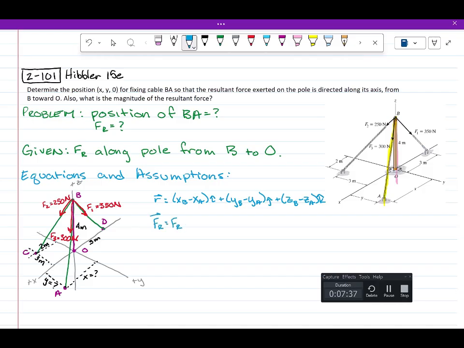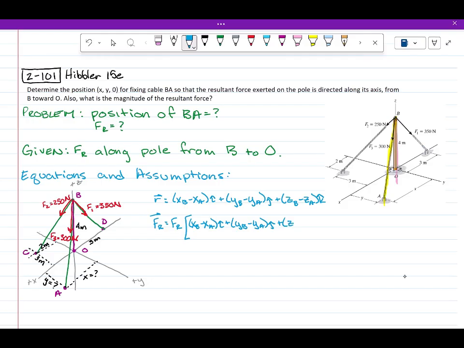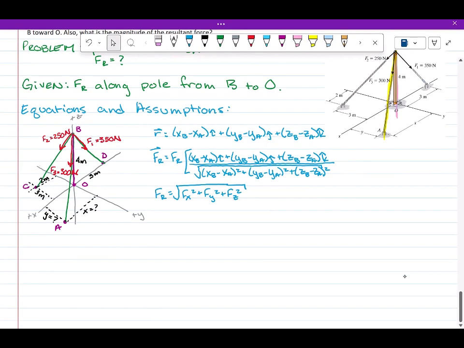Next, to calculate a vector F, in this case, I'm going to write the equation for the resultant vector. That is equal to the magnitude of that vector times the ratio of the position vector to the magnitude of the position vector. Finally, the magnitude of a vector is equal to the square root of the components of the vector in the xyz direction squared.